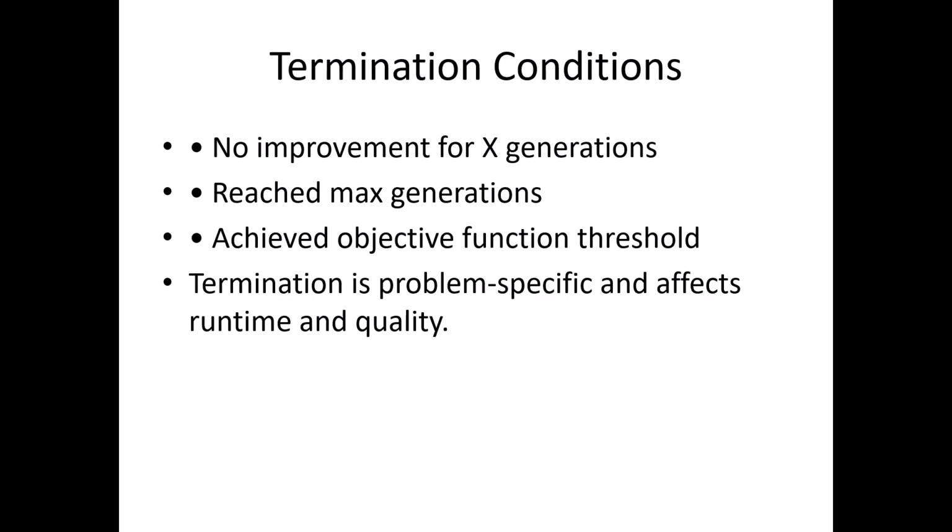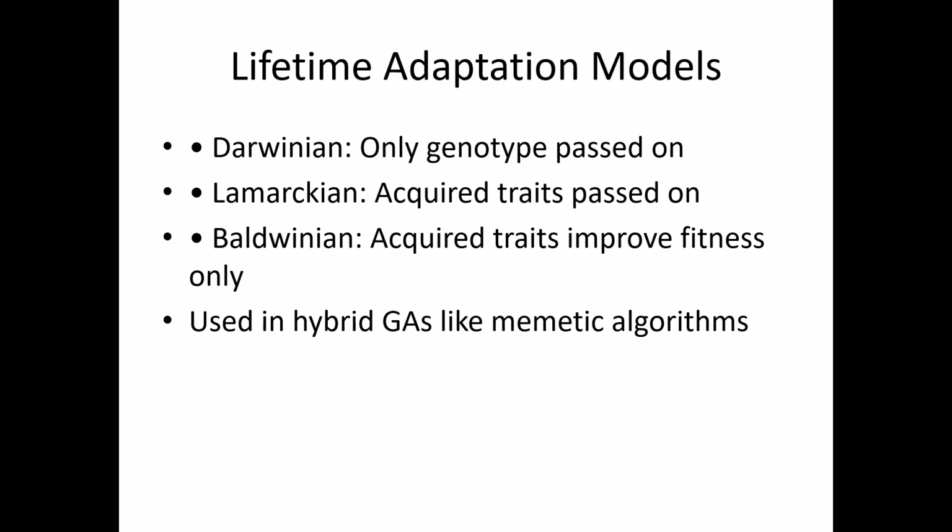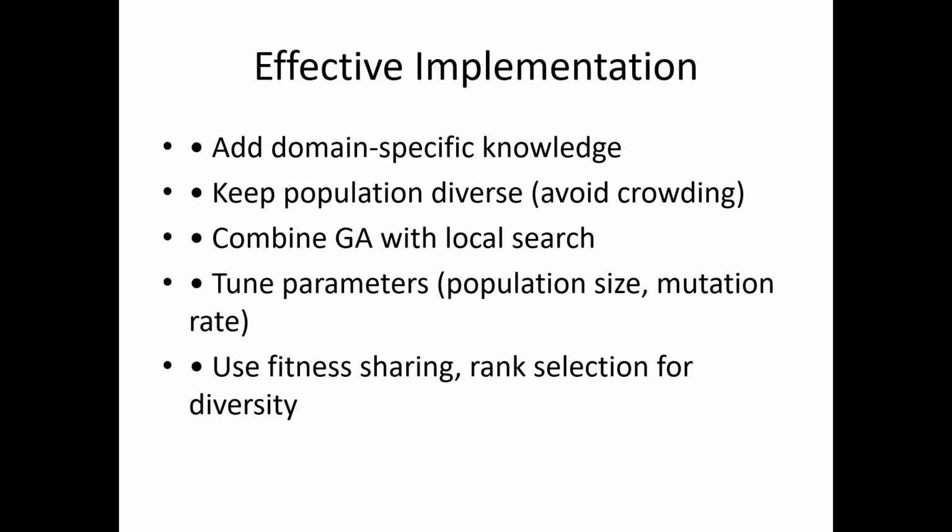And finally, the termination conditions we need to find out. If there is no improvement over generations, or the maximum generations are reached, or the objective function is achieved, and there is no other better solution for this particular problem, then we can stop. These are all the termination conditions we have. Next one is lifetime adaptation model. There are a lot of models here: Darwinian, Lamarckian and Baldwinian. So these are all the lifetime adaptation models.